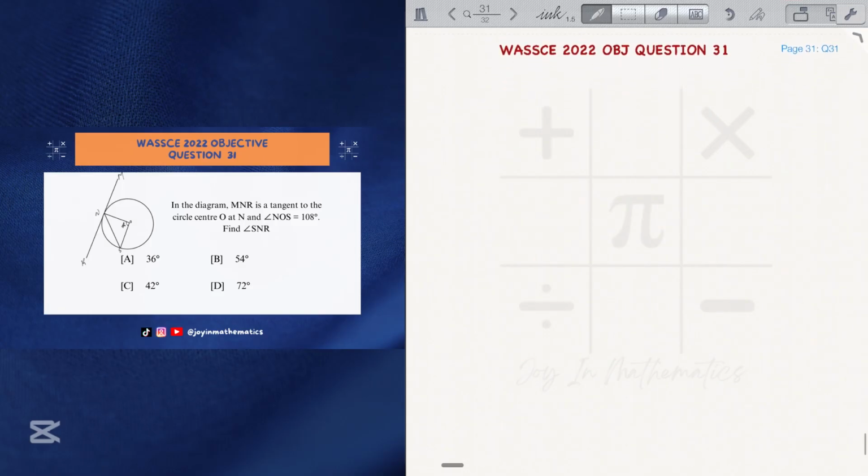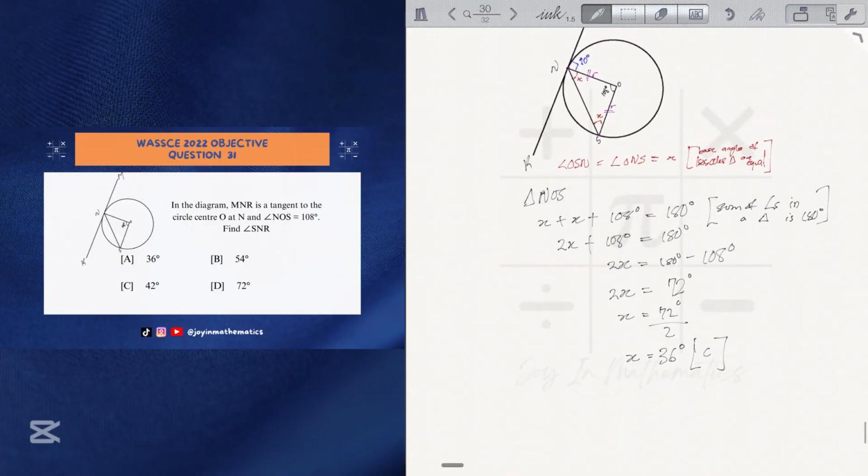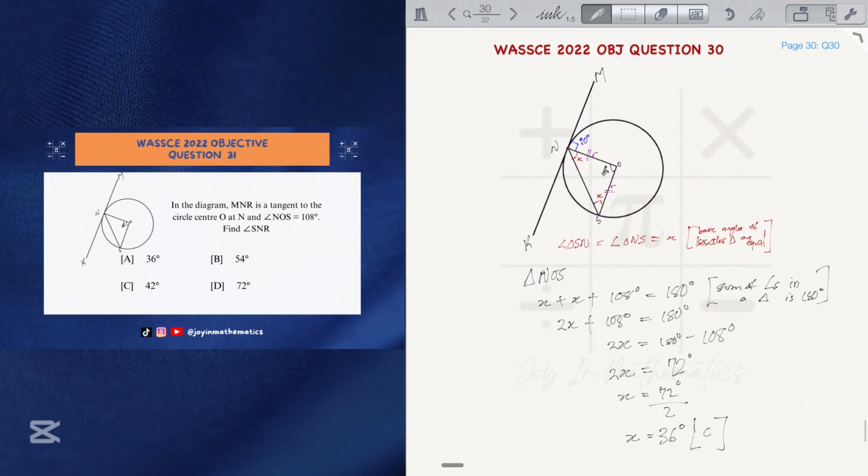Now let's proceed to question 31. Question 31 is a continuation of question 30. Now if we go to question 30, we recall we found the value of angle OSN, where we said OSN is equals to ONS, which is equals to X.